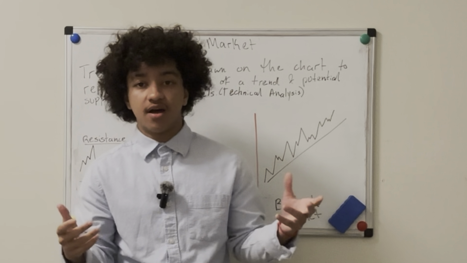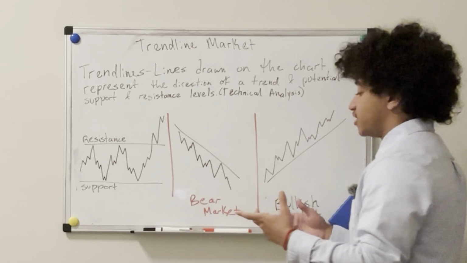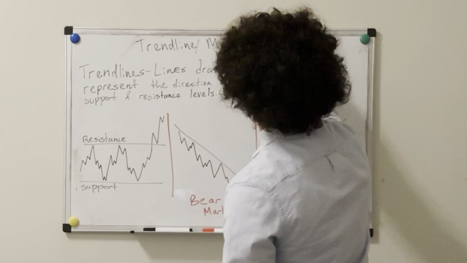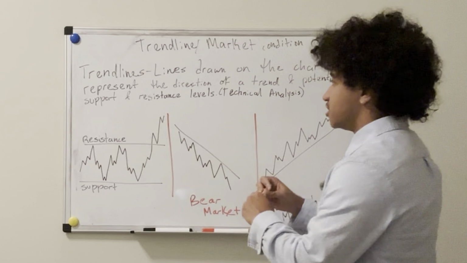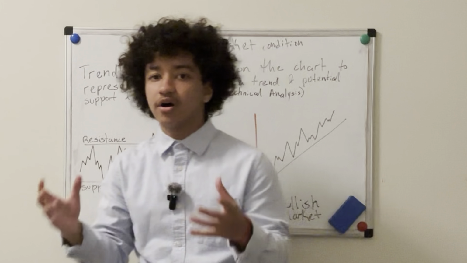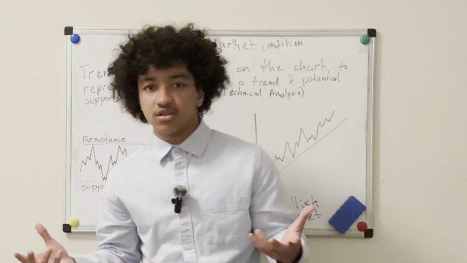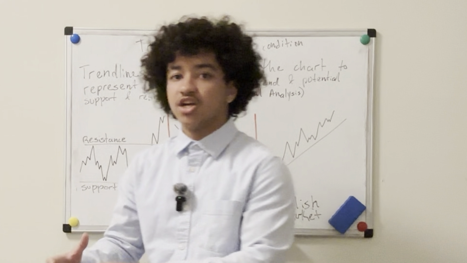A simple trading concept, simple thing to understand: trend lines and market conditions. Trend lines are part of market conditions. If you find a trend line, then you can essentially find the market condition for that market. So let's understand what exactly a trend line is.